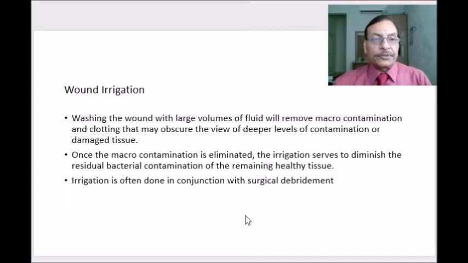Let us understand about the wound irrigation. Washing the wound with large volumes of fluid will definitely remove macro contamination and clotting that may obscure the view of the deeper levels of contamination and damaged tissue. And once the macro contamination is eliminated, the irrigation now serves to diminish the residual bacterial contamination of the remaining healthy tissue. And irrigation is often done in conjunction with the surgical treatment.